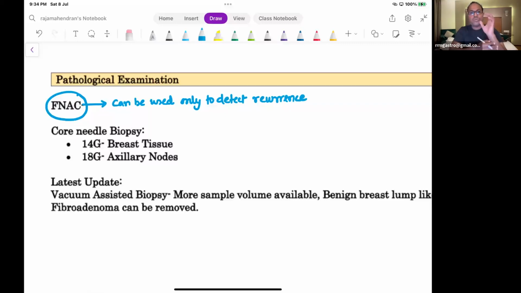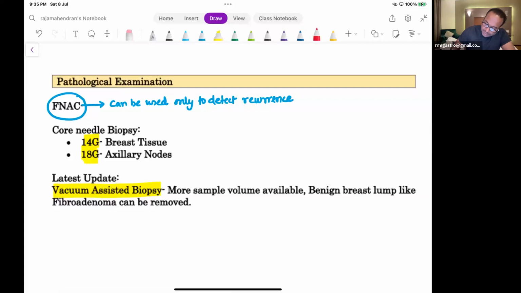Bailey says for diagnosing cancer, you should use only a core needle biopsy: 14 gauge for the breast and 18 gauge for axillary nodes. If I want to confirm the axillary nodes, I should use an 18 gauge for the node, and for the breast tissue I should use 14 gauge. And there is a latest method of taking biopsy known as vacuum assisted biopsy, with which you get more tissue, more sample volume. Even benign breast lumps like fibroadenoma can be sucked out with vacuum assisted biopsy, without any scar in the breast. Very important new update from Bailey.